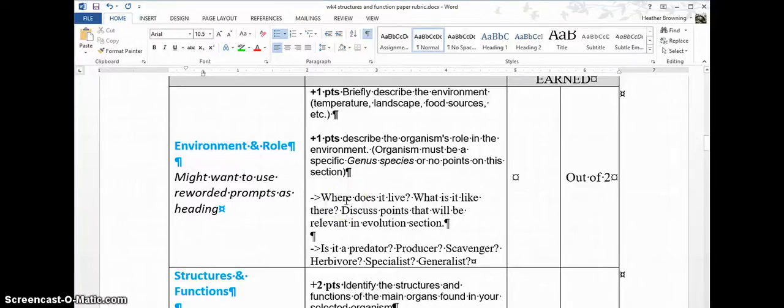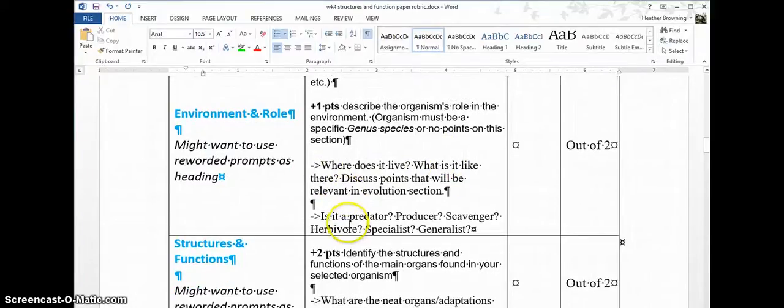Okay, so environment and role. So we're just going to talk about where does it live, what is it like there, and discuss points that will be relevant in the evolution section. So if I say it's a monkey and it lives in a forest, then in the structures, I'm going to talk about how it has really long arms. And then in the evolution, I'm going to say that helps it swing from tree to tree, right?